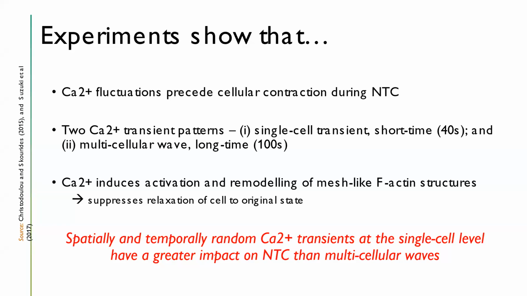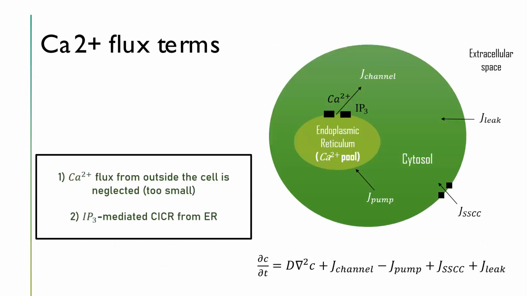The spatially and temporally random calcium transients on the single cell level have been noticed to have a greater impact on neural tube closure than the multicellular waves. So I'll focus on this kind of modeling. Just a quick look at the biology. Imagine the structure that you see on the right is a very rough diagram of a cell.